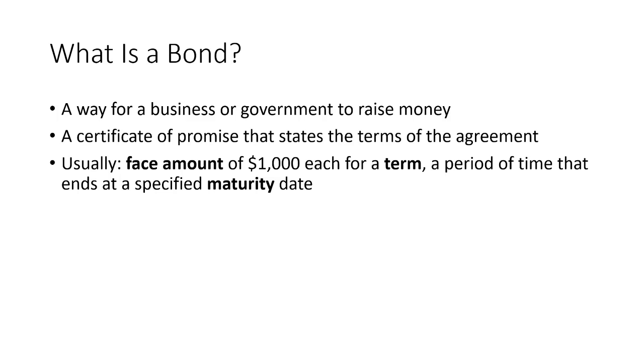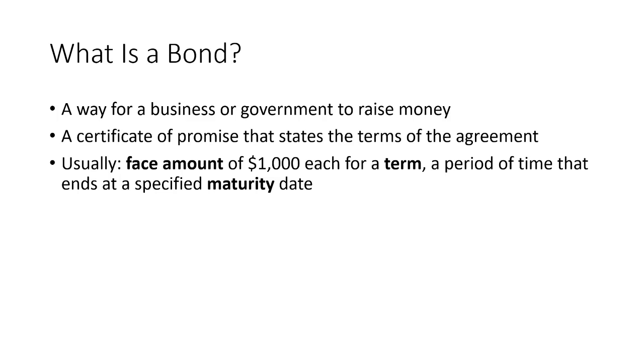Oftentimes, bonds have face amounts of $1,000, but they don't have to. A bond could have any face amount. Usually, it's going to be 1,000 or 10,000 or 15,000. It's going to be a round number like that. You wouldn't have a typical bond that was like $2,873. That doesn't happen. It's usually round numbers, usually 1,000, 10,000, stuff like that.